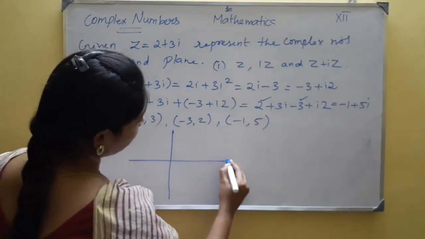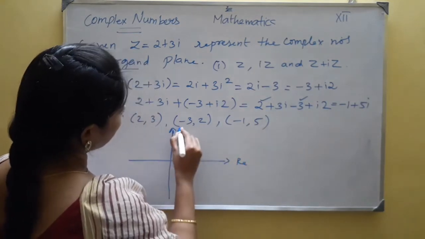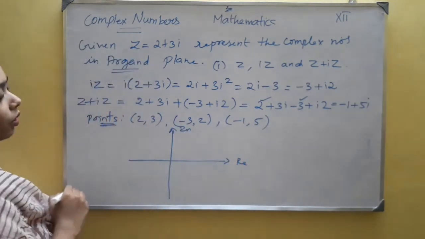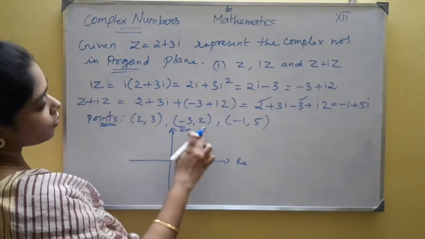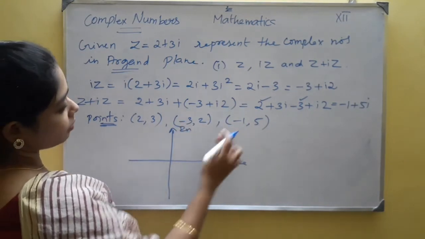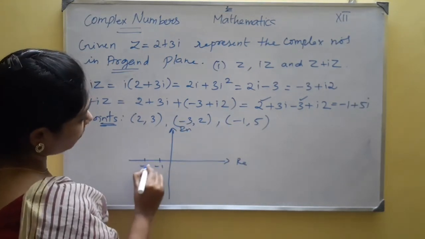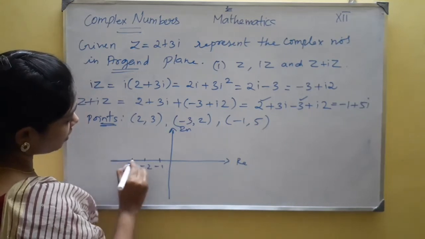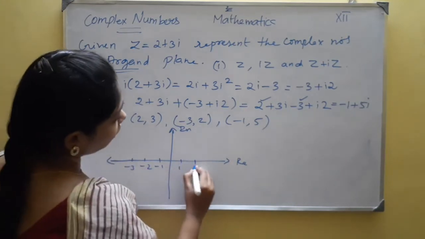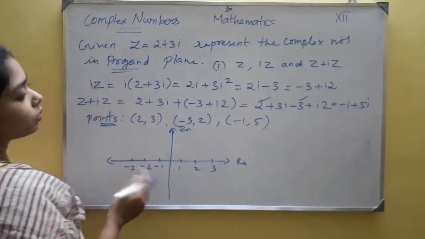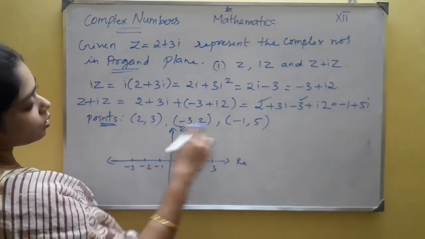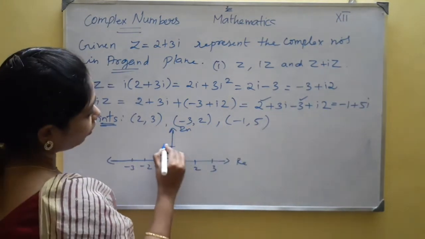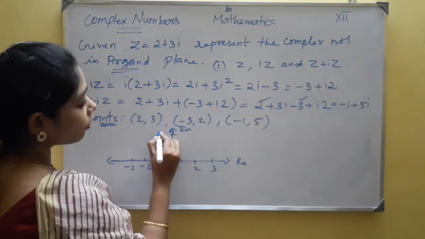Okay. This is real and this is imaginary. Okay. So for the positive side of x-axis, 2, minus 3 and minus 1 you want. So minus 1, minus 2, I want up to minus 3, extend a little. And here 1, 2, 3. Now for y-axis you want up to positive 5, no? 1, 2, 3, 4, 5. Okay.